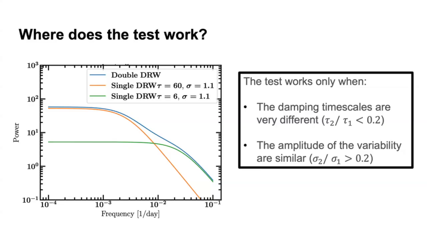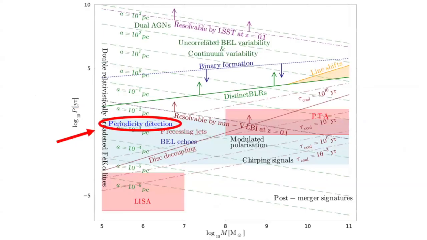So this is basically what I wanted to say for the large scale pairs. And now I'll delve more into the smaller separation massive black hole binaries, and in particular, I'll talk about periodicity detections.